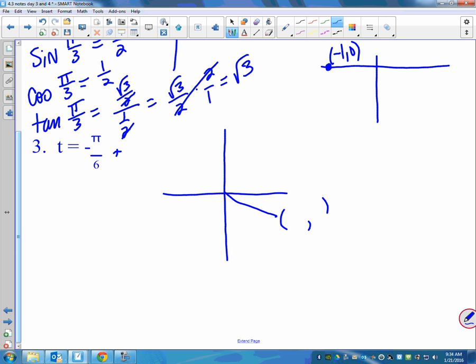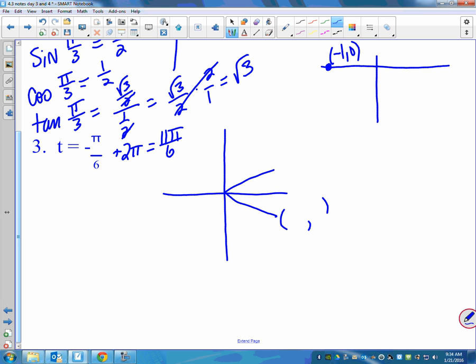I can add 2 pi to it, and if I did that, I'm going to get 11 pi over 6, which is just the exact same place, only going positively. So again, you have options here, whichever way you're more comfortable working with it. But either way, you should end up at this ordered pair. And for me, I don't make the whole circle. I think about what the angle is up here, and then I just move it down here.